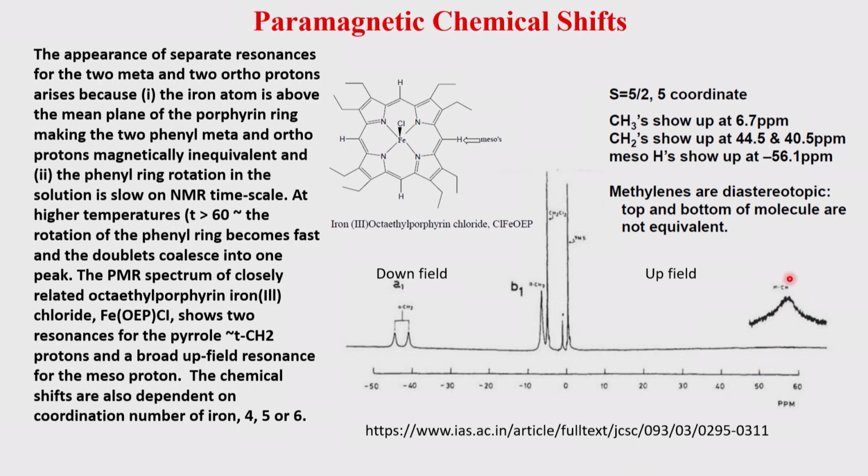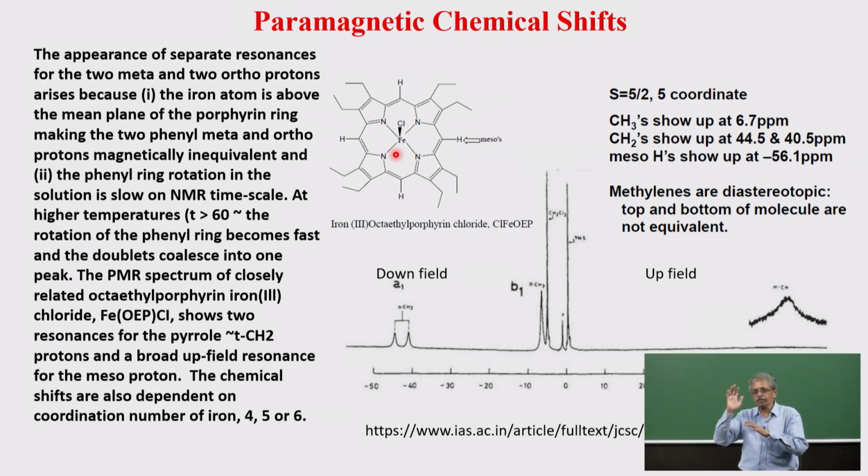So this is coming from these CH3s, and these are coming from the alpha CH2s, you can see. And a lot of asymmetry comes because the iron center is not in the plane of the 4 nitrogens. It's very much away from it, and that brings asymmetry in these things. And of course, the iron is a paramagnetic center. The asymmetry brings the splitting. The paramagnetic center brings the shift. The shift is not because of the asymmetry. The splitting is because of the asymmetry.